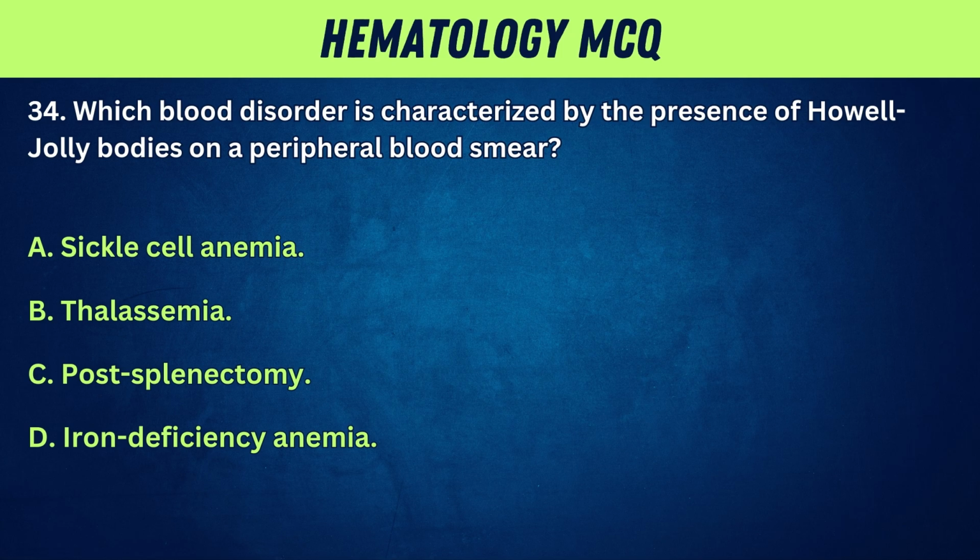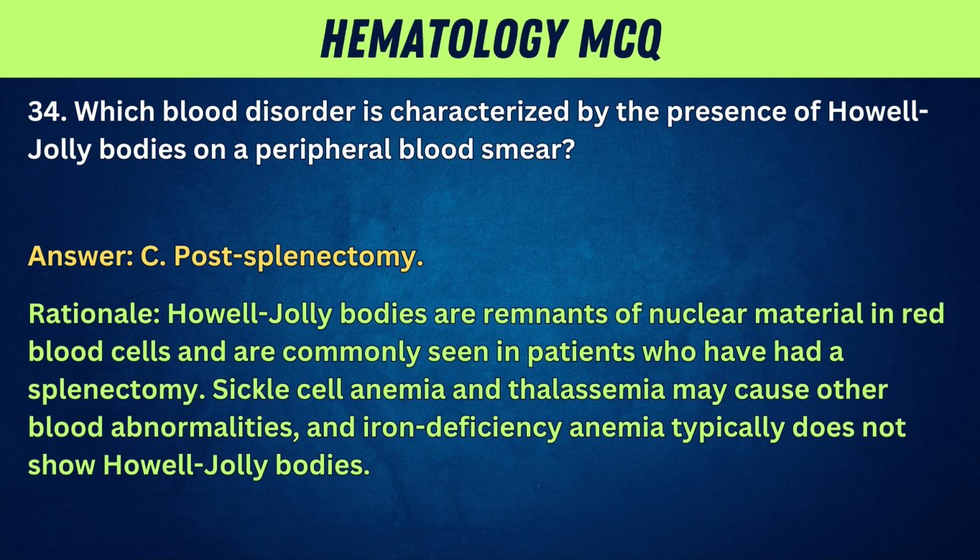34. Which blood disorder is characterized by the presence of Howell-Jolly bodies on a peripheral blood smear? A. Sickle cell anemia. B. Thalassemia. C. Post-splenectomy. D. Iron deficiency anemia. Answer: C. Post-splenectomy. Rationale: Howell-Jolly bodies are remnants of nuclear material in red blood cells and are commonly seen in patients who have had a splenectomy. Sickle cell anemia and thalassemia may cause other blood abnormalities, and iron deficiency anemia typically does not show Howell-Jolly bodies.